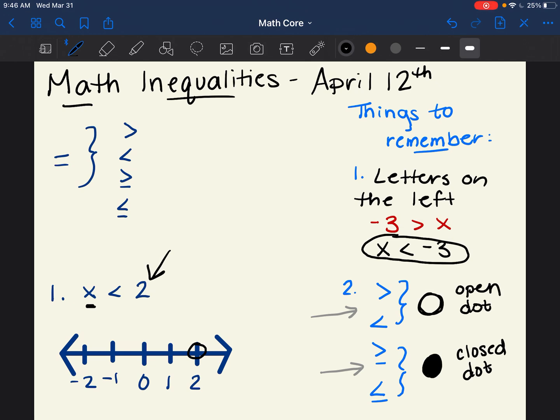The second step is deciding which way you are going to shade in. Okay? You need an arrow. This says X is less than 2. So what that really means is that this X, whatever this number, has to be less than 2, has to be smaller than 2. Okay? So since it's less than 2, I am filling in my line on this side, right? All of these numbers to the left are less than 2.